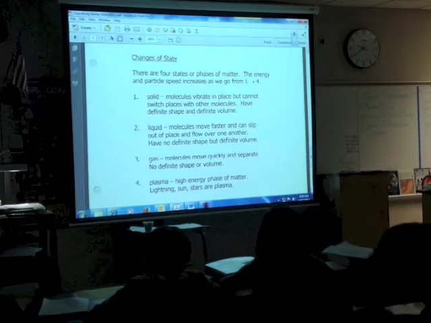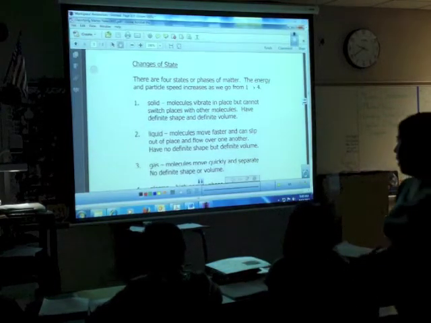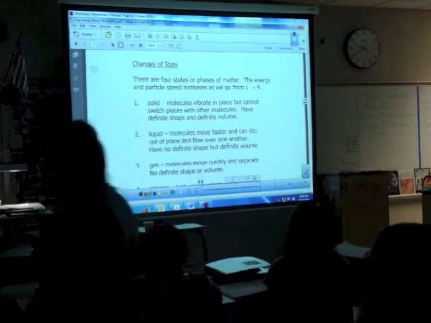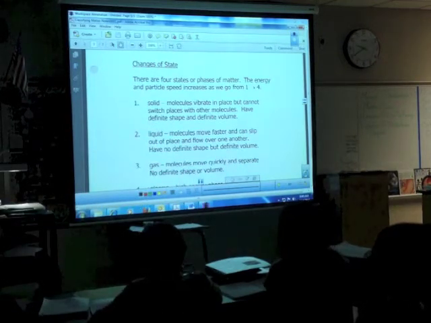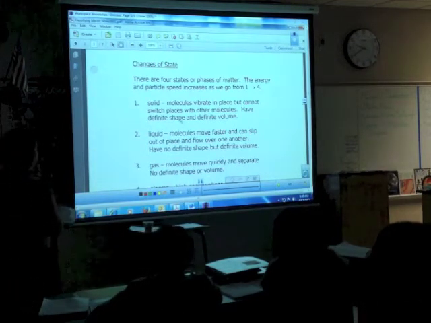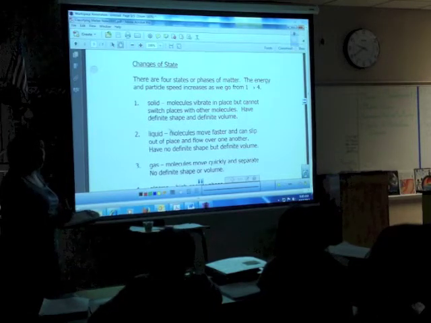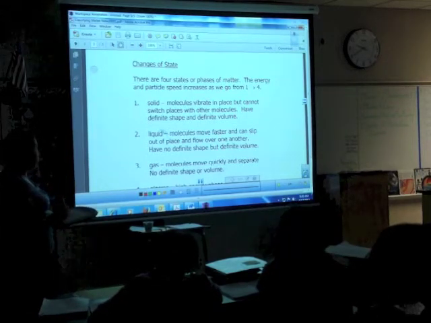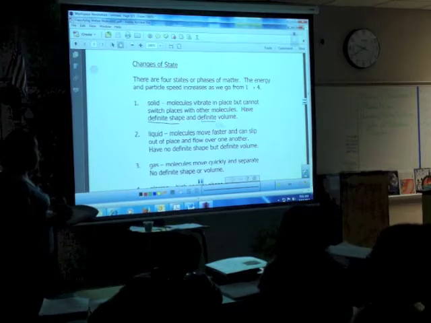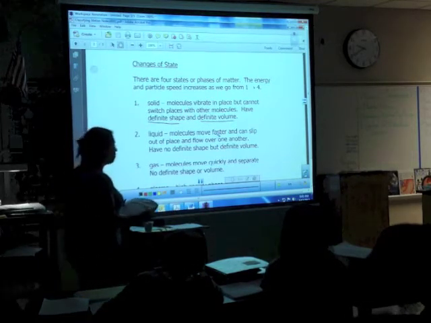A solid is something that has definite shape and definite volume. So that's important. Remember we talked about that your special assignment is going to talk about characteristics? This characteristic: definite shape, definite volume of a solid.